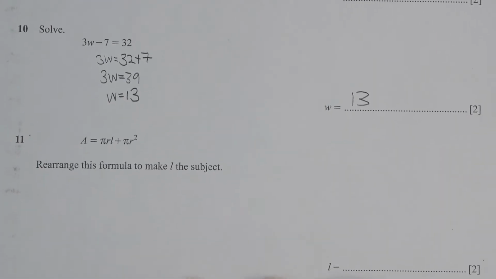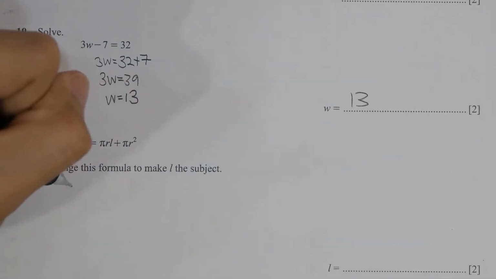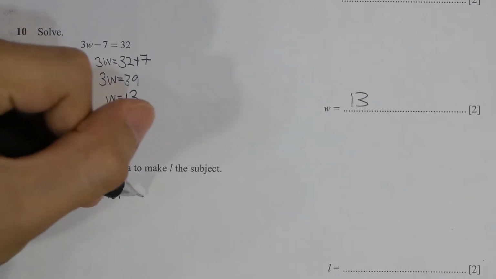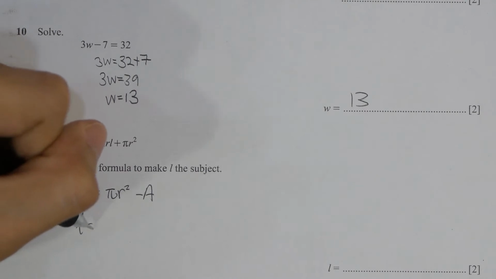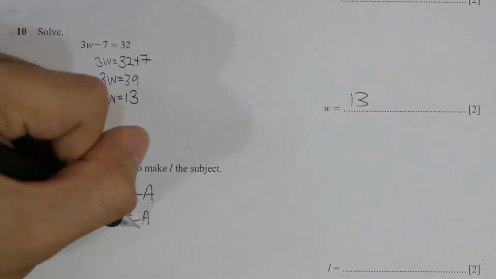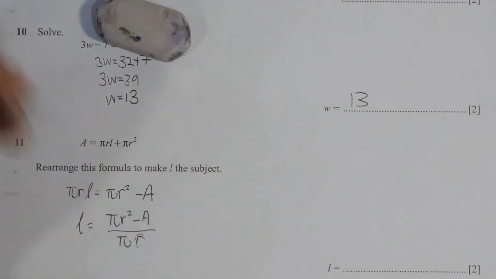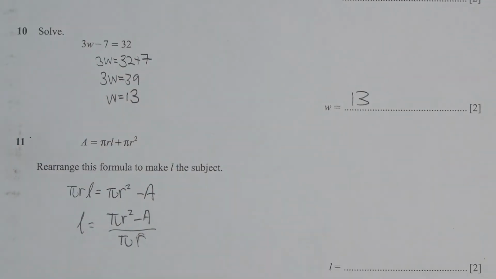Whereby for question 11, make L the subject. So by shifting, I shifted pi r squared to the other side. Then I divide the entire thing by pi r to get L as the subject. So your final result will be pi r squared minus a over pi r.